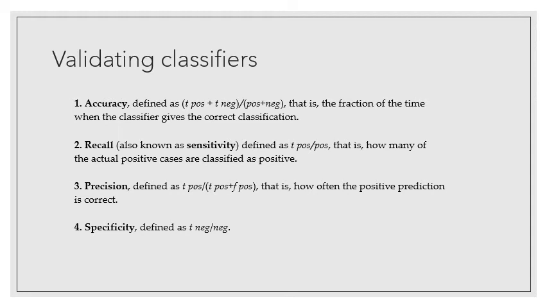The quality of classification can be measured in several different ways. First is accuracy, which is defined as TPOS plus TNEG divided by POS plus NEG. That is the fraction of the time when the classifier gives the correct classification. Second one is recall, also known as sensitivity. It is defined as TPOS divided by POS. That is how many of the actual positive cases are classified as positive. Third one is the precision, defined as TPOS divided by TPOS plus FPOS. That is how often the positive prediction is correct. And finally, we have specificity, that is defined as TNEG divided by NEG.